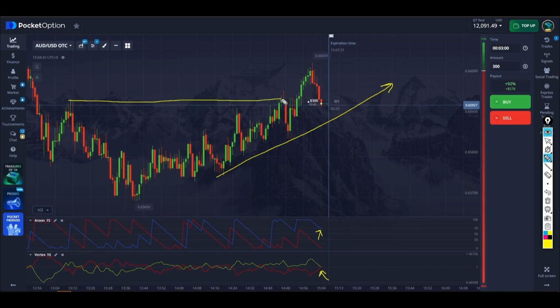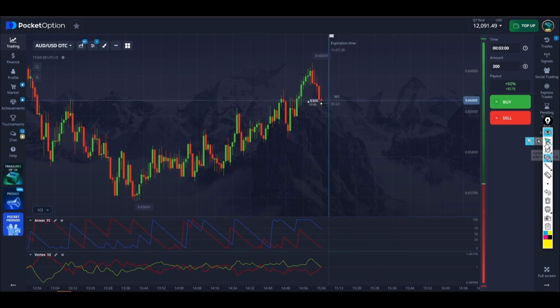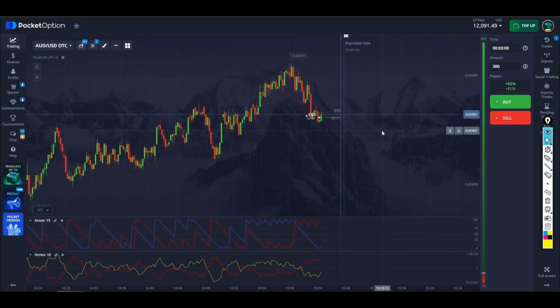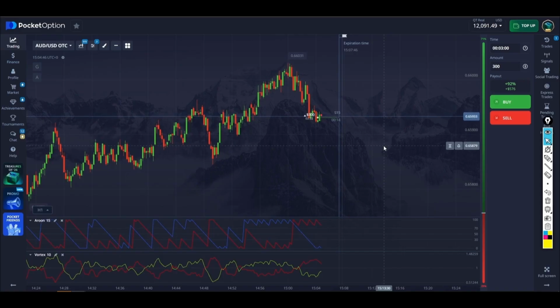Watch this session carefully. The most important thing is to pay attention to which entry points actually work and which ones don't. I've analyzed this strategy in detail and already traded with it myself, so I'll try to highlight only the most effective entries for you to make everything as clear as possible.